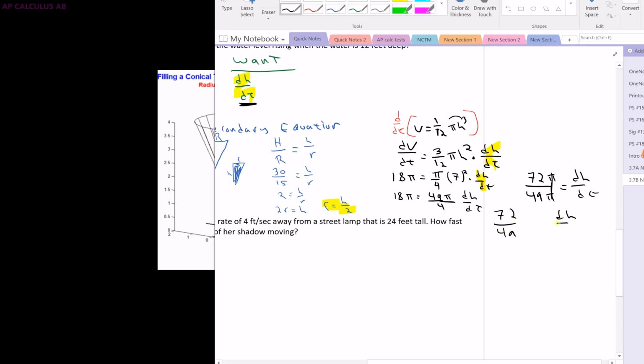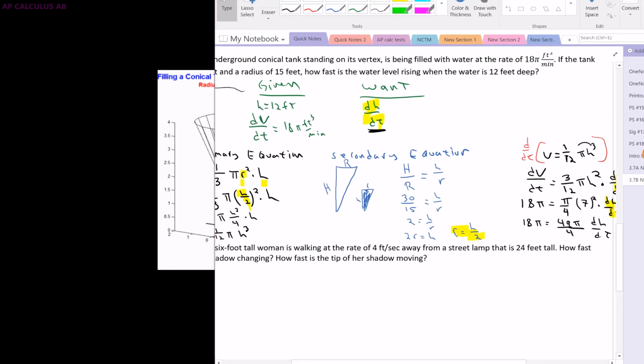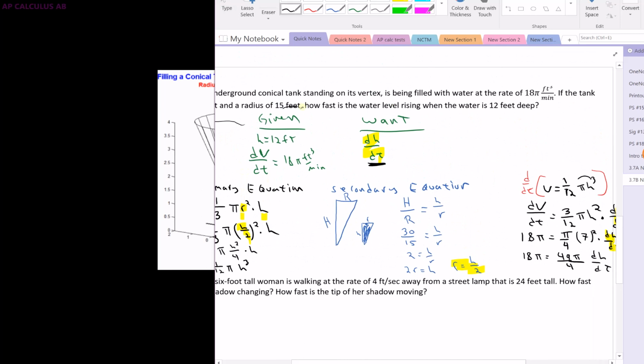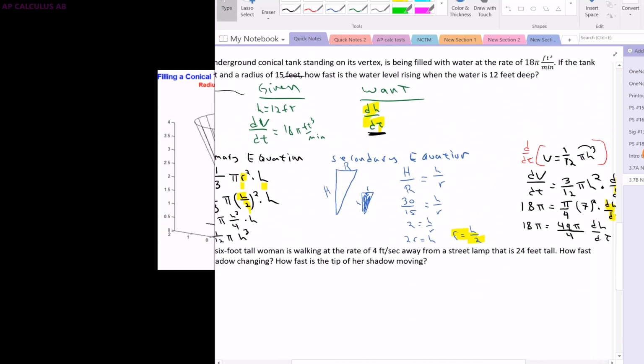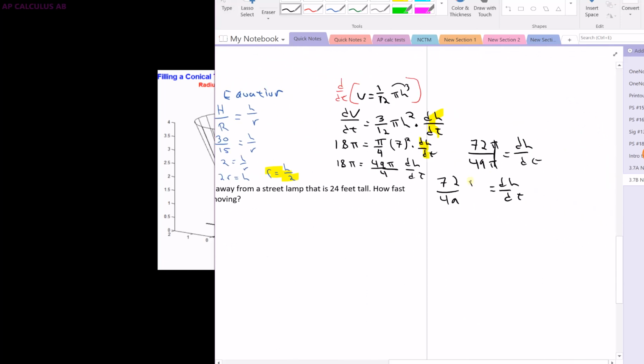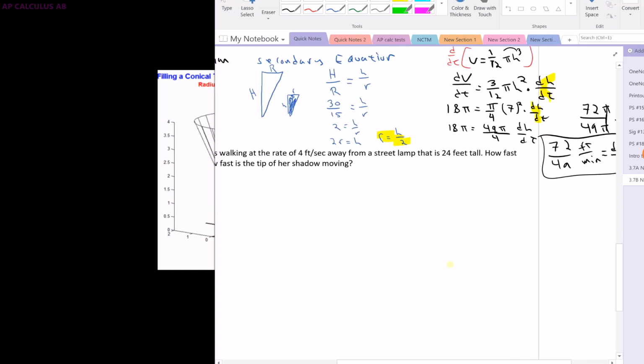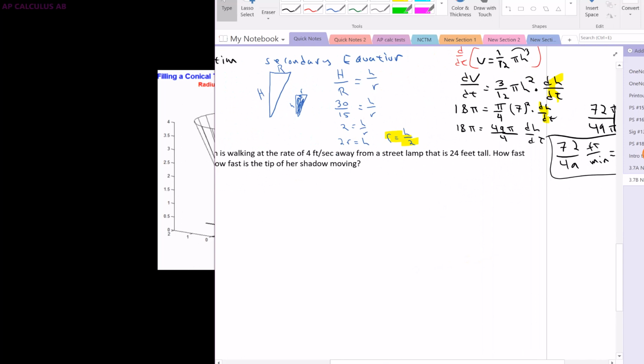This is dh/dt. And it's measured in height. Height is measured in this case, feet, and time is measured in this case, minutes. So it's going to be 72 feet per minute. And that is how fast the height is changing. Let's just make sure I did that right.